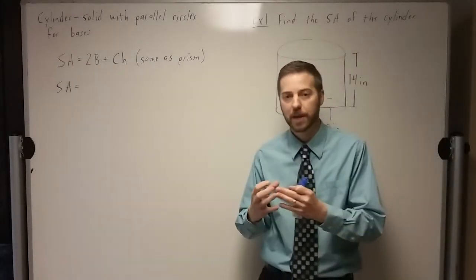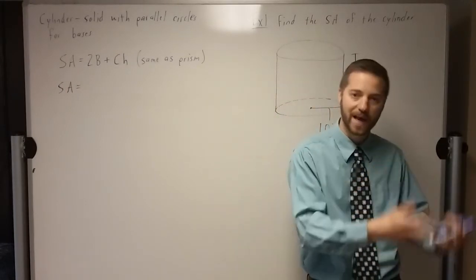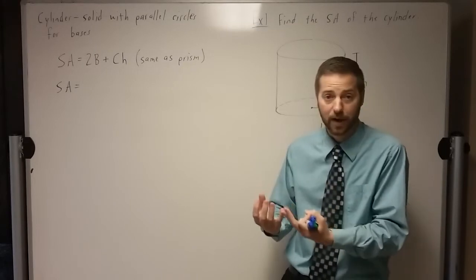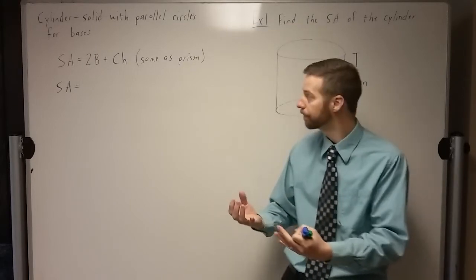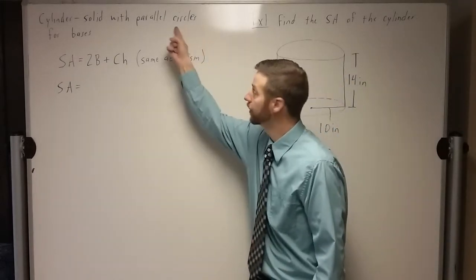Because with a prism, the bases could be a lot of different shapes. We could have a triangle, a rectangle, a hexagon, a pentagon, any polygon basically could be the base of that prism. For a cylinder, the bases are always the same shape.